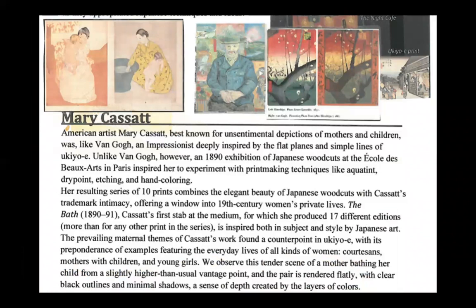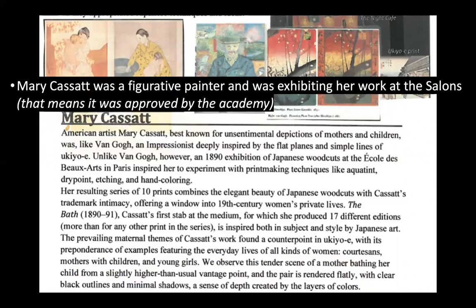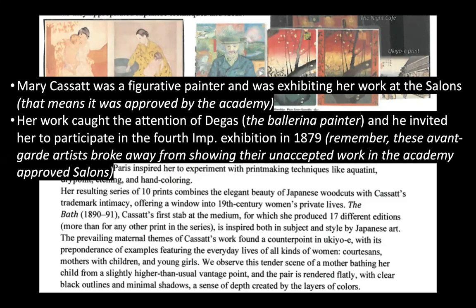And then I have also this article printed for you guys. So she's a figurative painter. She's exhibiting her work at the salons, which means it is approved by the Academy. And her work caught the attention of Degas. Degas is the ballerina painter. He's not in our 250, but he's an important impressionistic painter. He invites her to participate in the Impressionist exhibitions.